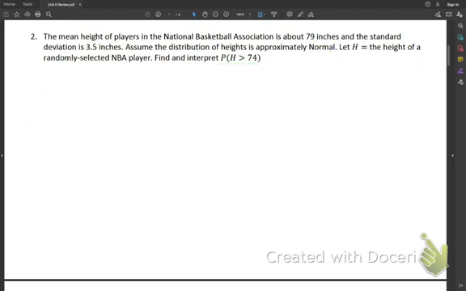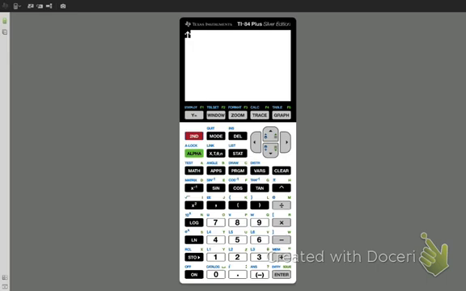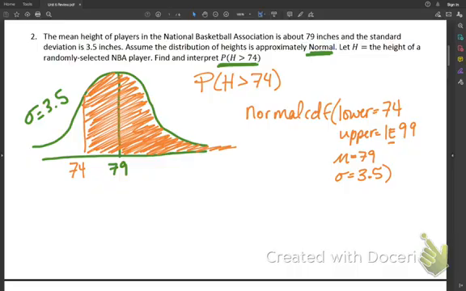So I go over here, and I'm going to go to second vars, normal CDF. My lower boundary, again, was 74. My upper boundary was infinity. Again, the scientific E is second and the comma. It's a little like this, 99. The mean of this distribution was 79, and the standard deviation was 3.5. Plug all that in, and there's my answer: 0.9234.